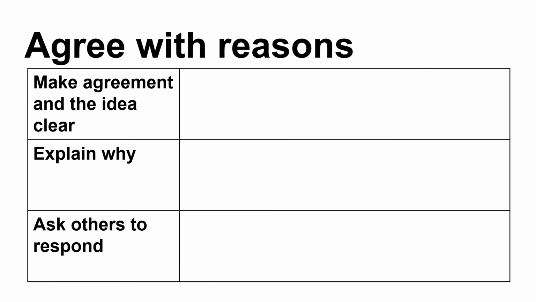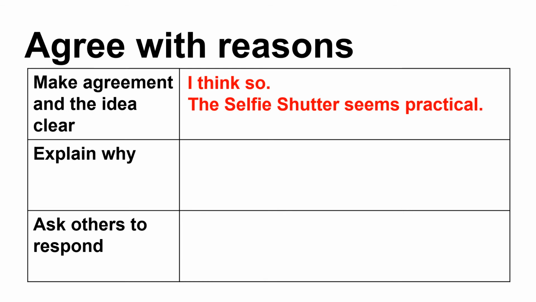And then you have given an idea and you can agree or disagree. Okay, when you do that, make sure that you give a reason. You explain why you agree or why you disagree. So you start by making clear which idea you are agreeing with. Okay, for example, I think so. The selfie shutter seems practical. So you are agreeing that the selfie shutter is a good recommendation. So explain why you think that a little bit.